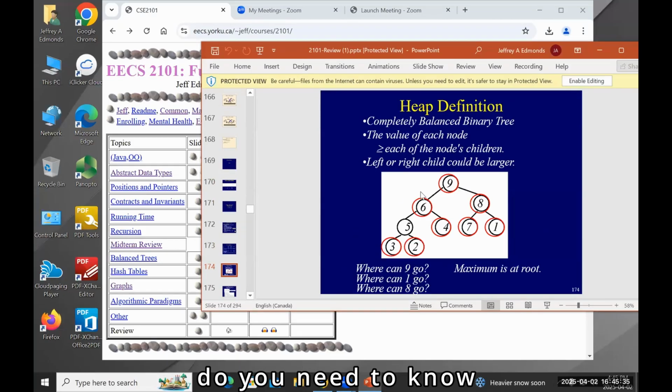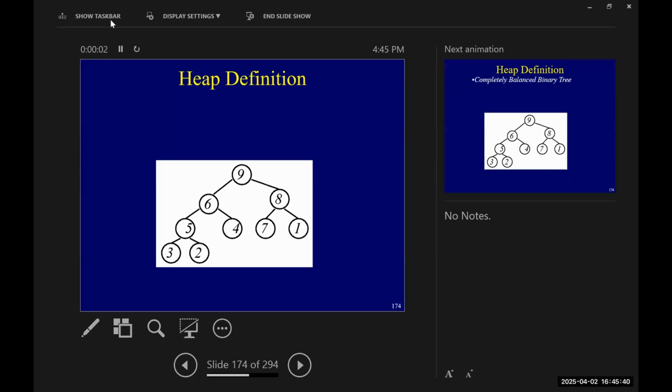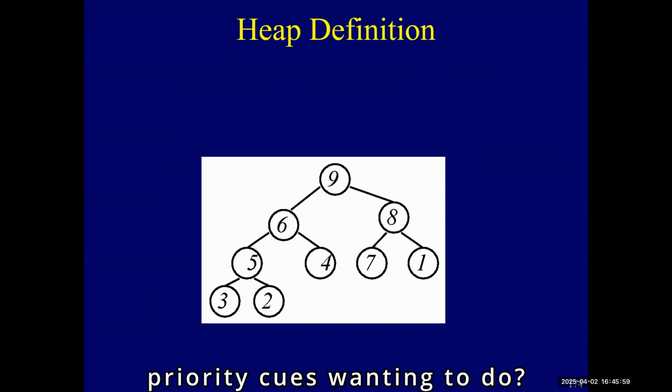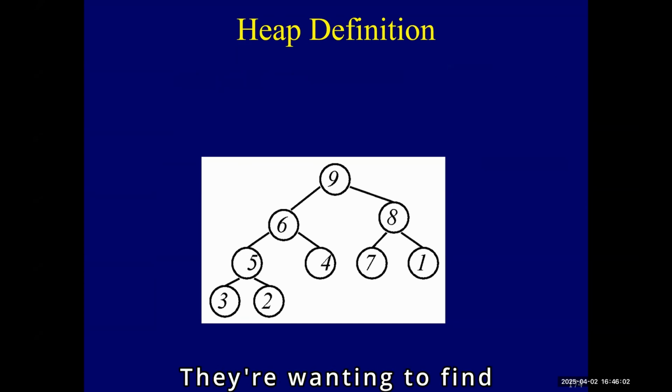All right, so what do you need to know about heaps? The first thing you need to know is that it has its own invariant, and you should learn it, right? What are heaps good for? They're good for priority queues. And what are priority queues wanting to do? They're wanting to find the maximum or find the minimum fast, depending on whether it's a max or a min queue, right? And so where's the max? The max is at the top, is the root.